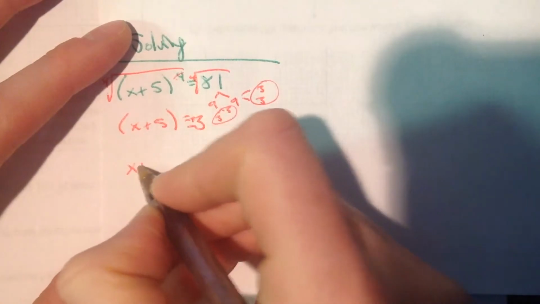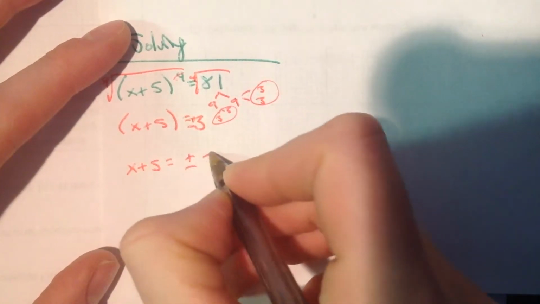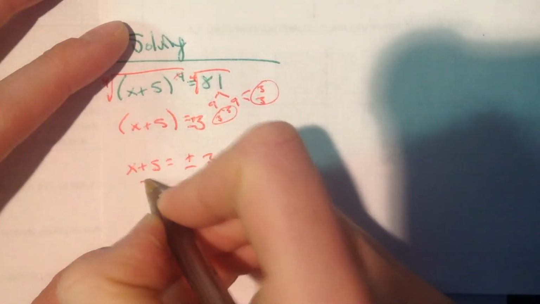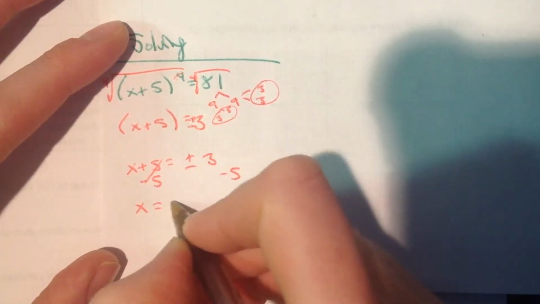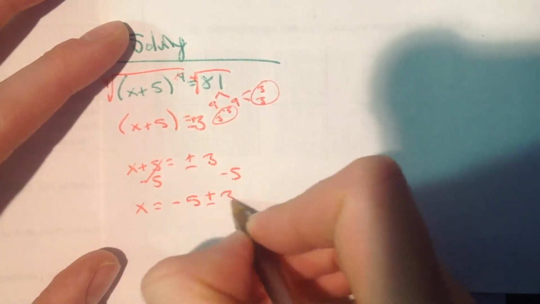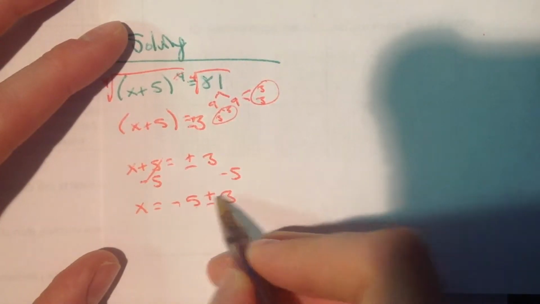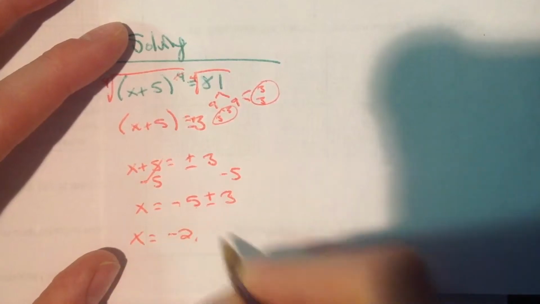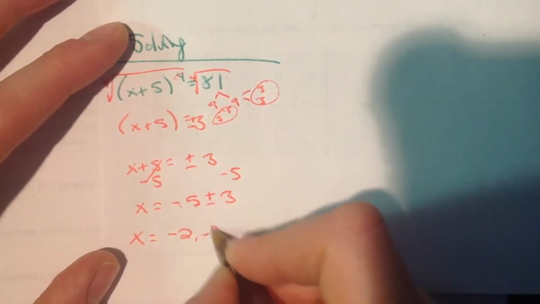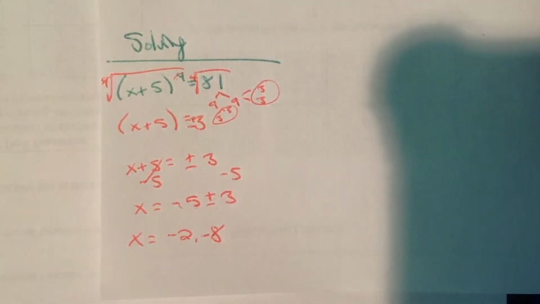Then x plus 5, I'm just writing again so we can see it better, is plus or minus 3. To get rid of the 5, we subtract 5 from both sides, so we get x equals negative 5 plus or minus 3. Well, negative 5 plus 3 is negative 2, and negative 5 minus 3 is negative 8. So we get both options.